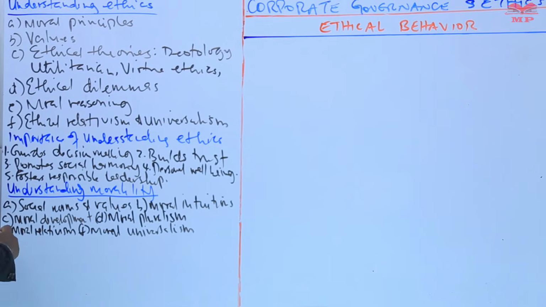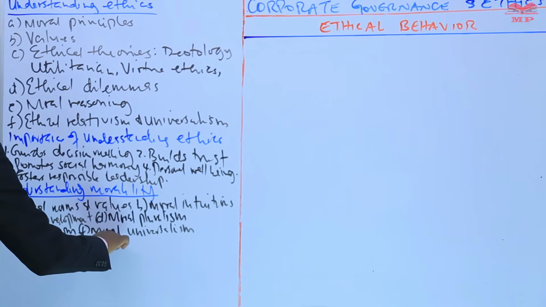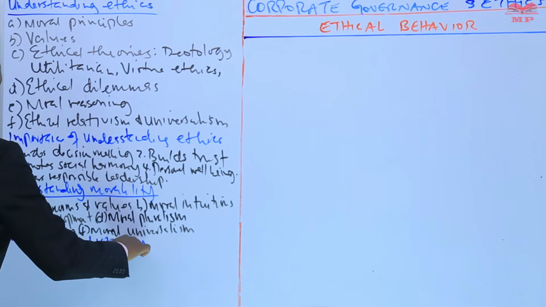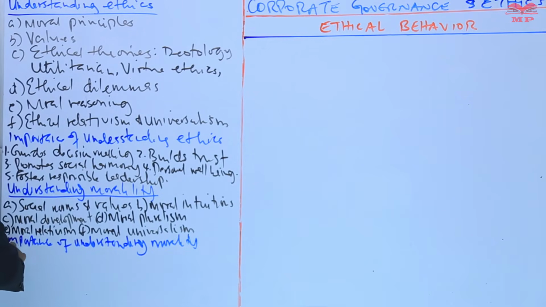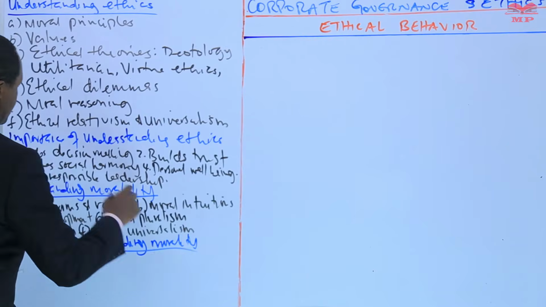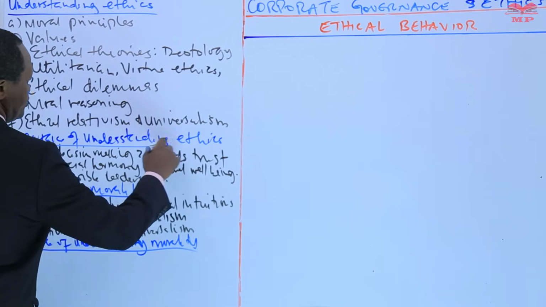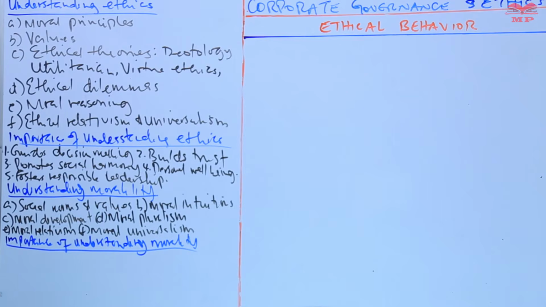Importance. What is the importance of understanding morality? What is the importance of understanding morality? Importance of understanding morality. 1 is understanding cultural differences. Morality helps us understand cultural differences.